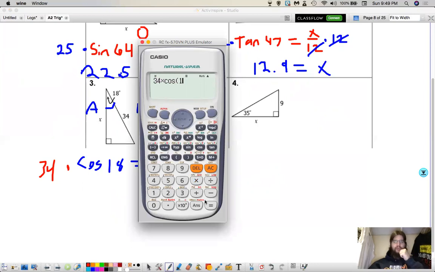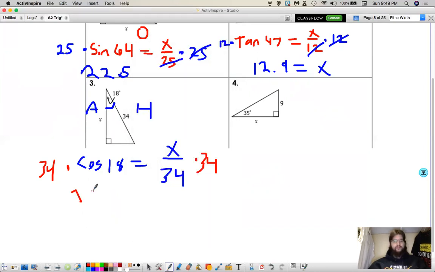Now, before I did let you round intermediately, you really don't need to, though. You should be able to manipulate these expressions with cosine, log, whatever kind of function you're dealing with. 32.3 it is. There we go, 32.3 whatevers.